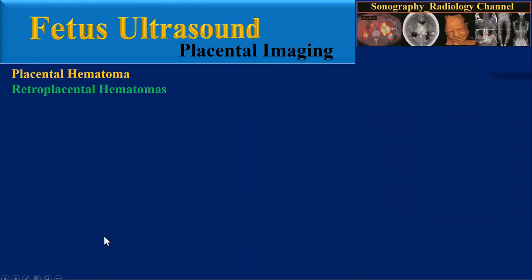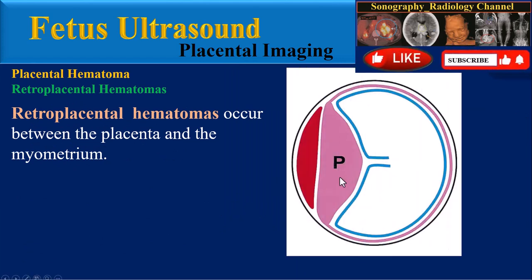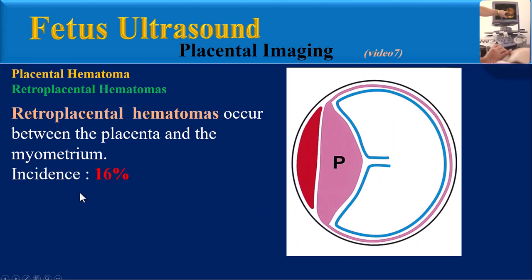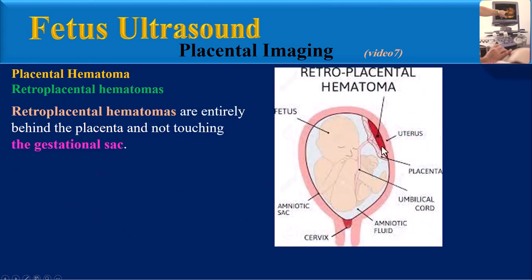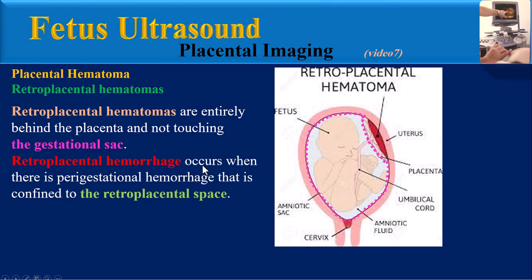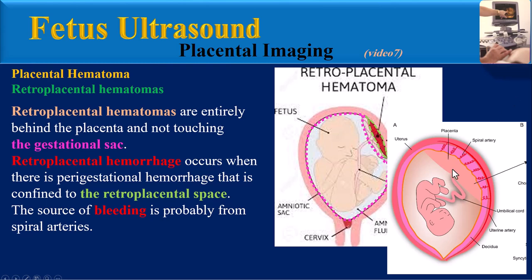Retroplacental hematomas. Retroplacental hematomas occur between the placenta and the myometrium. Their incidence is about 16% of all placental hematomas. Retroplacental hematomas are entirely behind the placenta and not touching the gestational sac. Retroplacental hemorrhage occurs when there is perigestational hemorrhage that is confined to the retroplacental space. The source of bleeding is probably from spiral arteries.